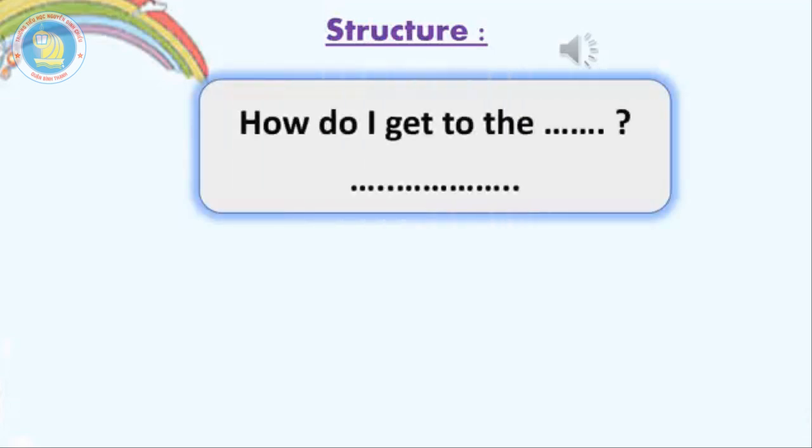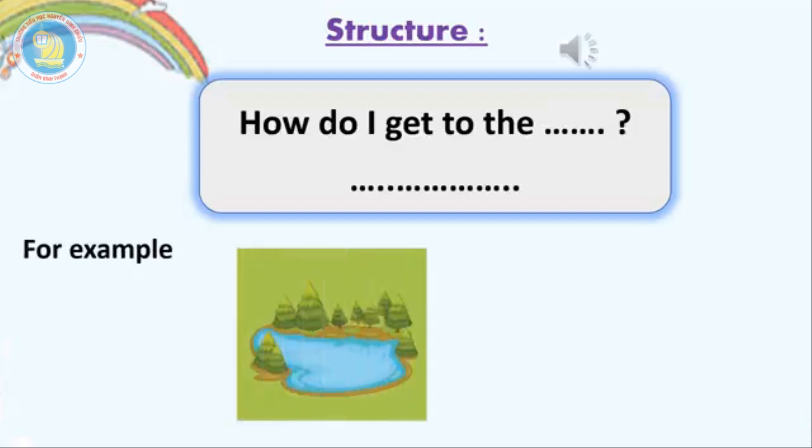New structure. Khi các con muốn biết đường đi đến một nơi nào đó, đi như thế nào, các con sẽ đặt câu hỏi. How do I get to the blah blah blah? Và để trả lời, người ta sẽ dùng những từ chỉ đường như go straight, turn left, turn right để hướng dẫn cho con cách đi đến nơi mà con muốn đến. For example, I have a picture. Where is it?